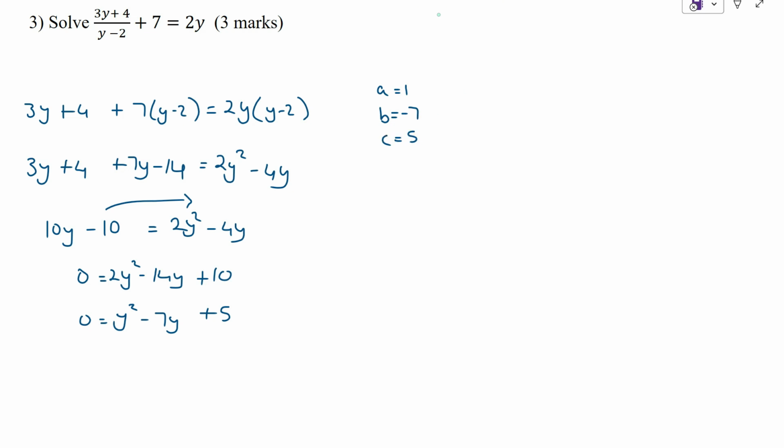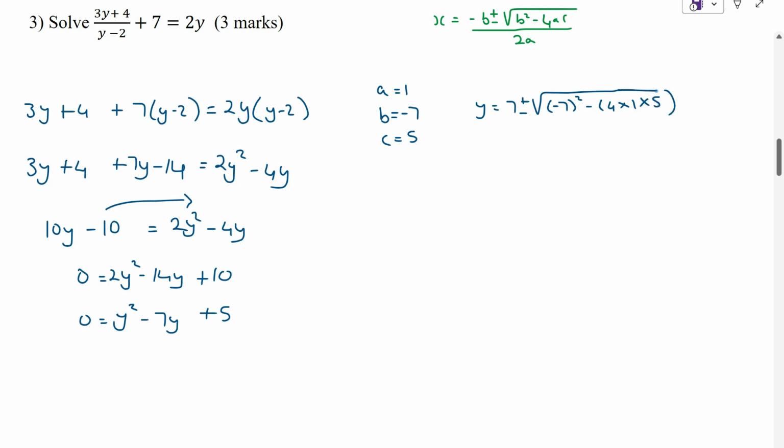And just as a reminder, I'll write out the formula here. It's minus b plus or minus the square root of b squared minus 4ac, all over 2a. So y will equal 7 plus or minus the square root of minus 7 squared minus 4 times 1 times 5, all over 2.